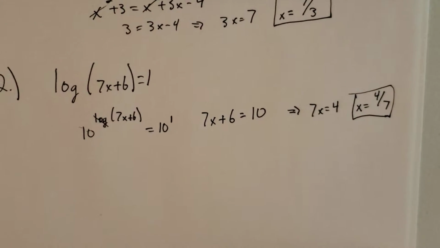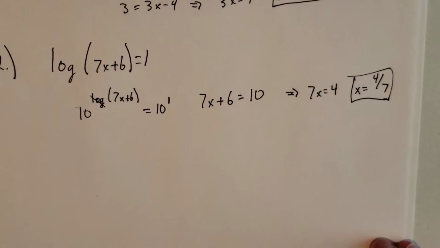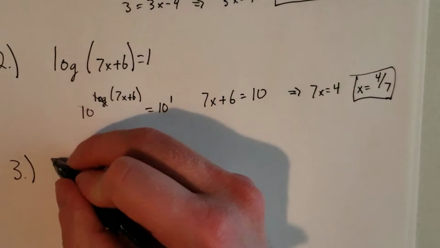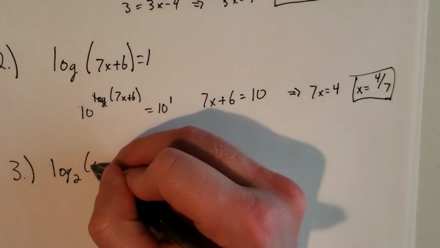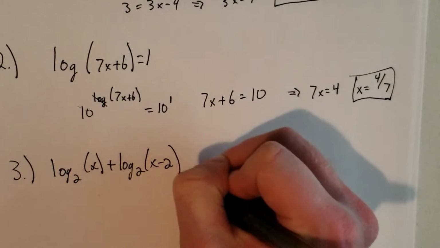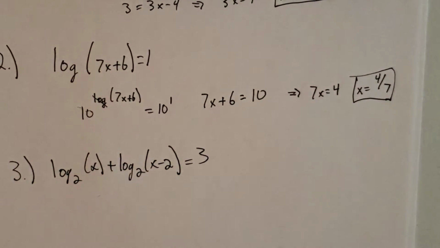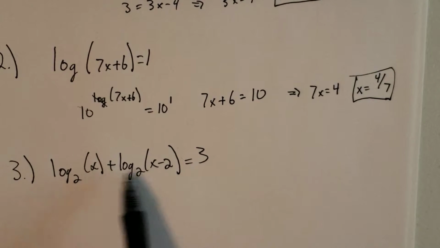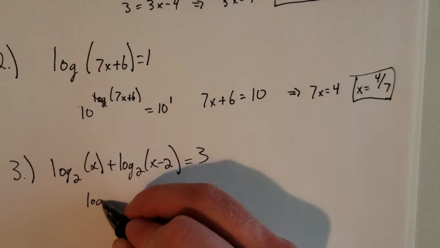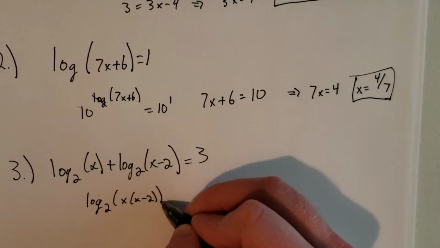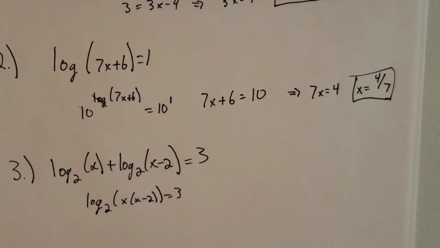We can move on to a third example here. We have log base 2 of x plus log base 2 of x minus 2 is equal to 3. And we want to combine what we did in the first two examples. So the first thing is, like in the first example, we combine this logarithm. So this is going to be log base 2 of x times x minus 2 is equal to 3.